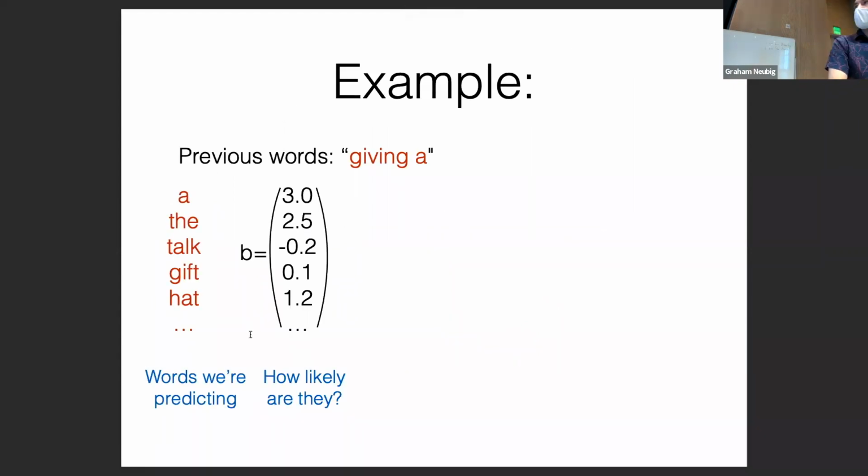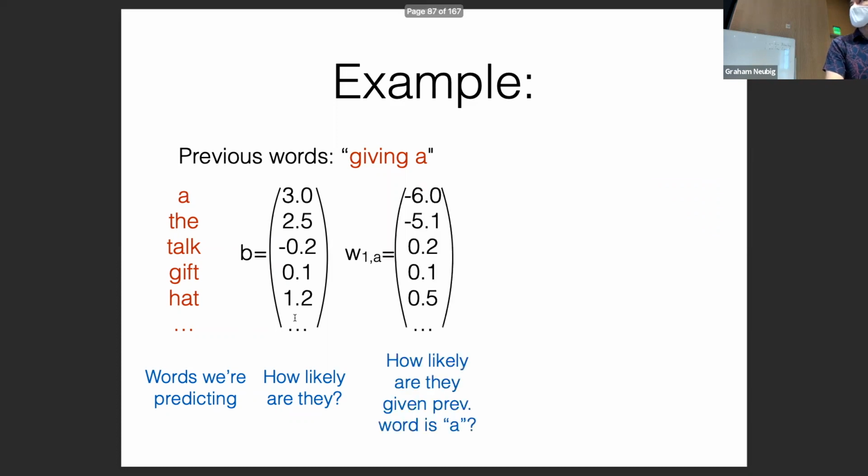So just to make this a little bit more concrete, if we look at the words that we're predicting, this would be over our entire vocabulary. We would calculate a bias. This is how likely are words in general. So of course, "the" and "a" are very likely words, so they would have a very high score. Things like "talk" or "gift" would have a little bit of a lower score.